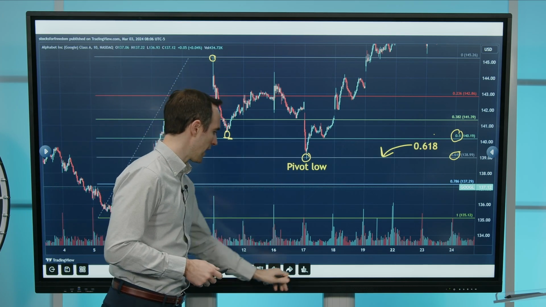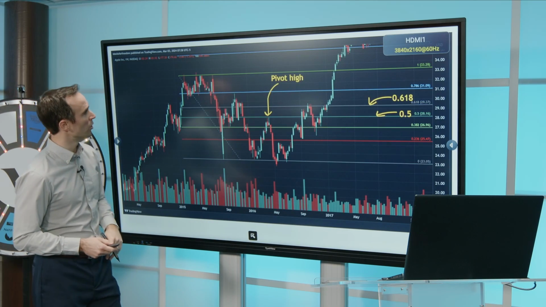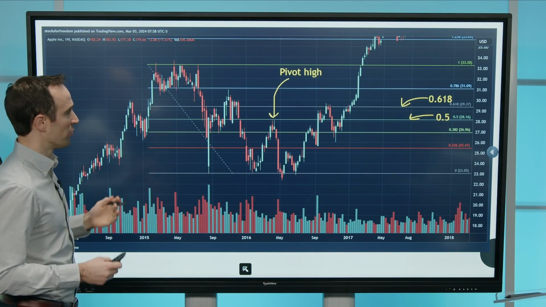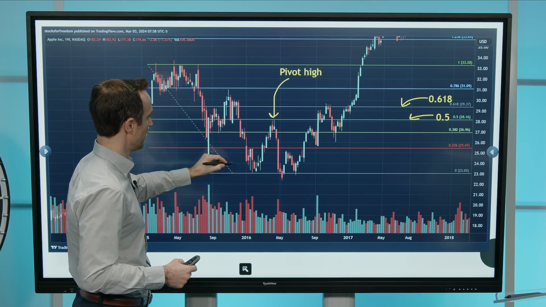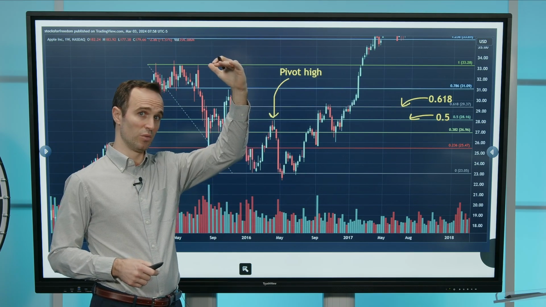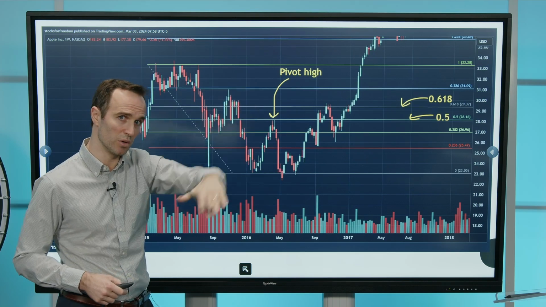Now we're going to look at pivot highs, okay? So this is Apple, the weekly chart. And for pivot highs, we look at a stock that has fallen, okay? And we're looking, okay, where is it likely to bounce to? Where is it likely to pull back from? Where is that pivot high going to be? And then where will it likely fall?